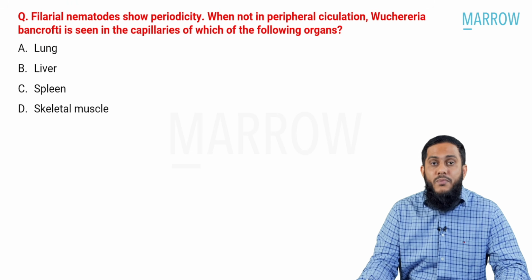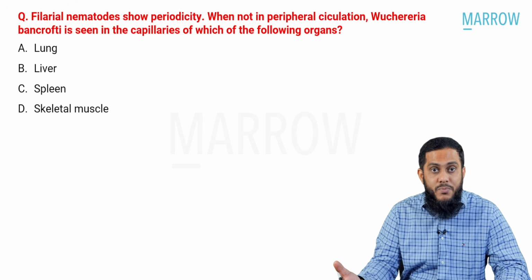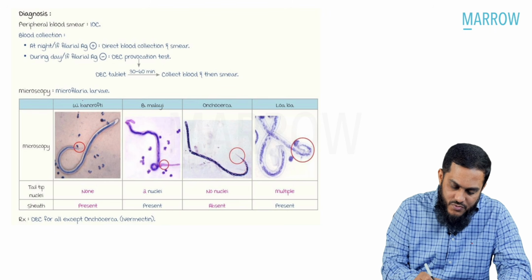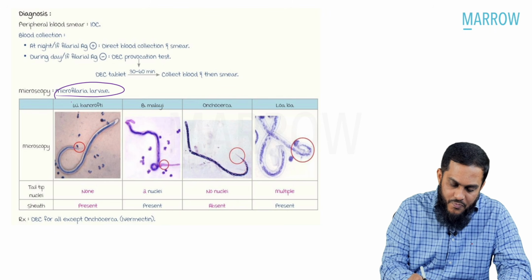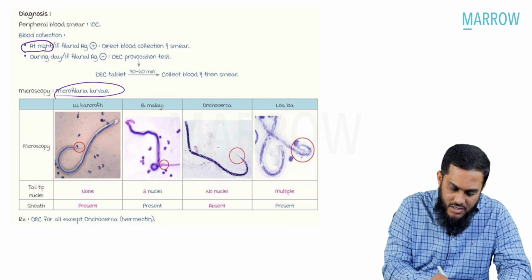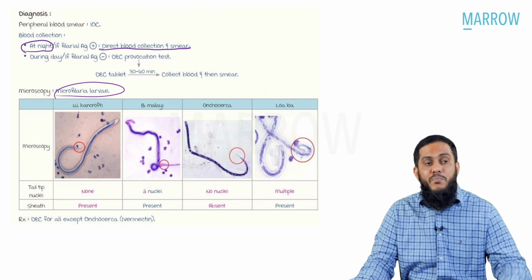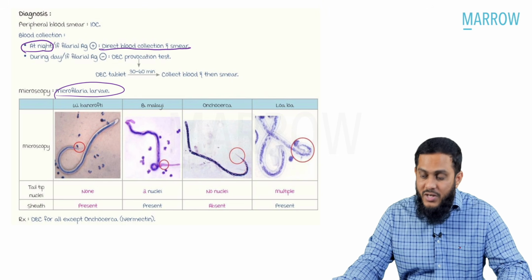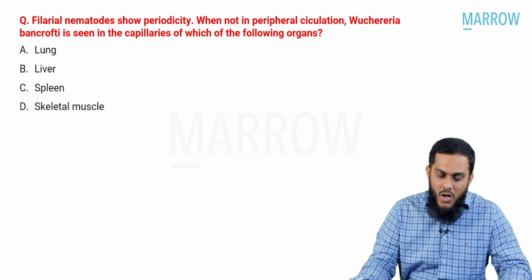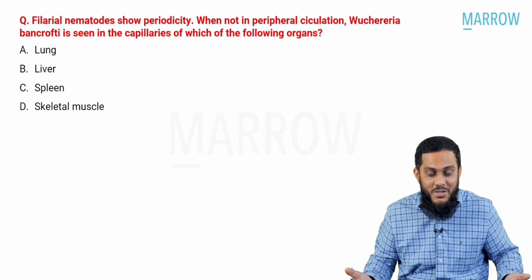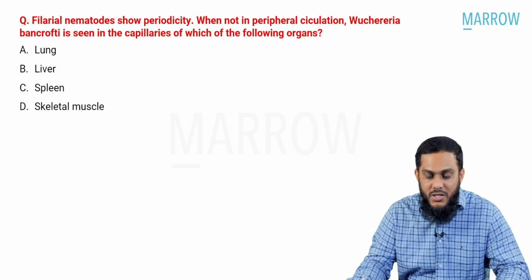Filarial nematodes show periodicity. We know that it shows periodicity. It is seen during the night. Sir, filariasis we have discussed. Microfilaria larva: at night, we have to take the blood and prepare the peripheral blood smear, because they enter into the blood during the night. We have written this. But what they are asking is, when they are not in the peripheral circulation, Wuchereria bancrofti is seen in the capillaries of which of the following organs?